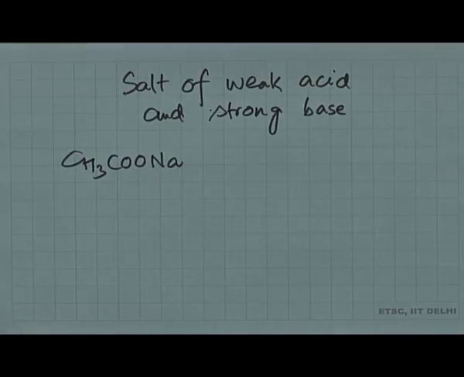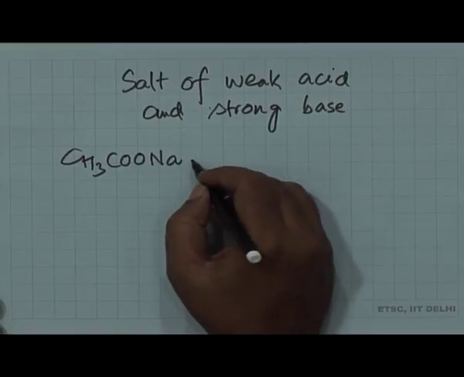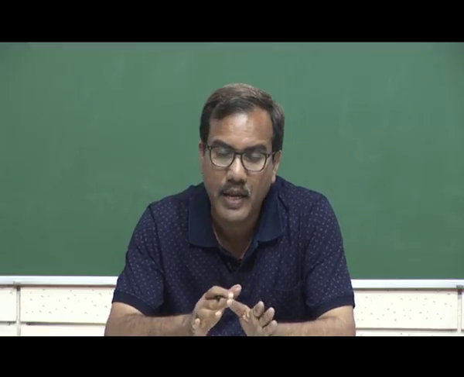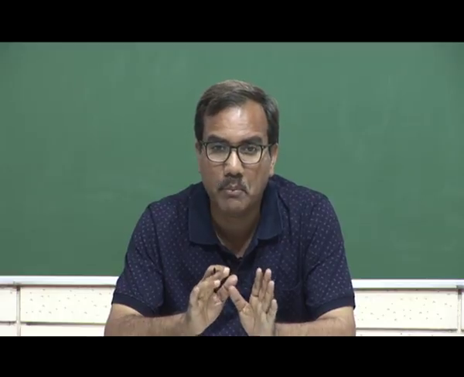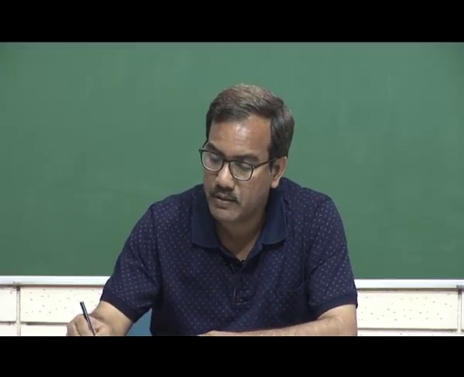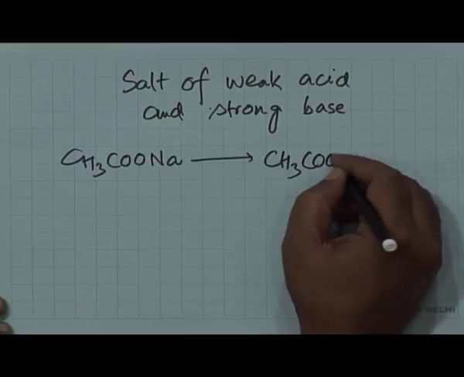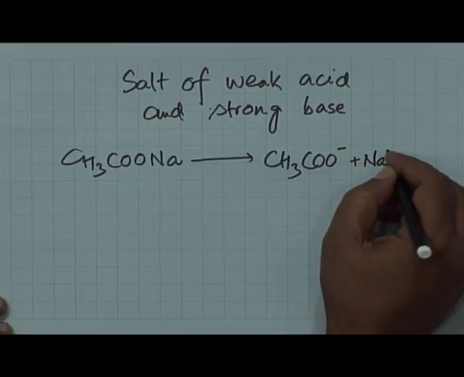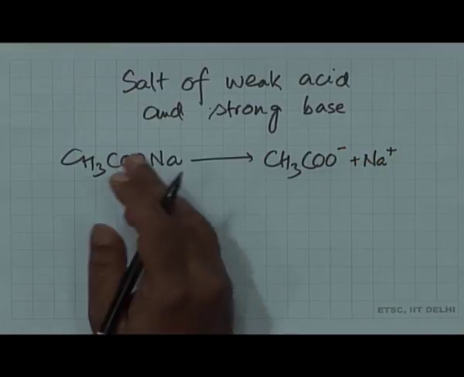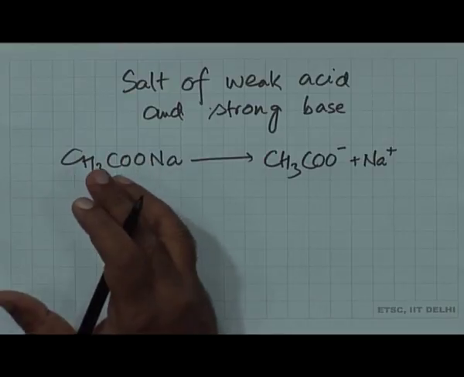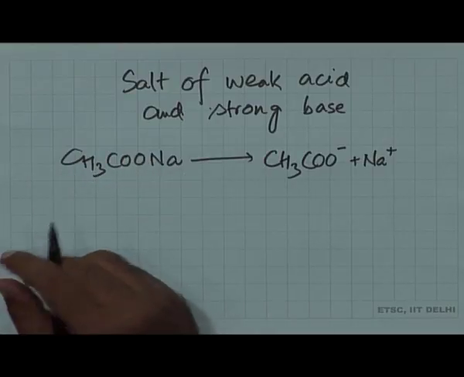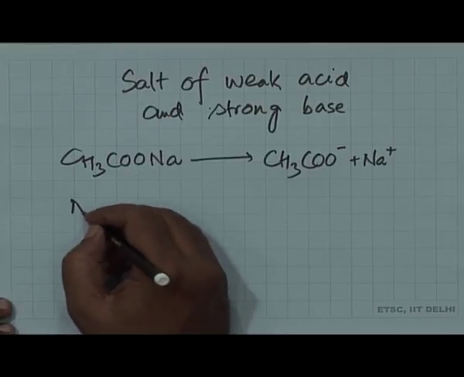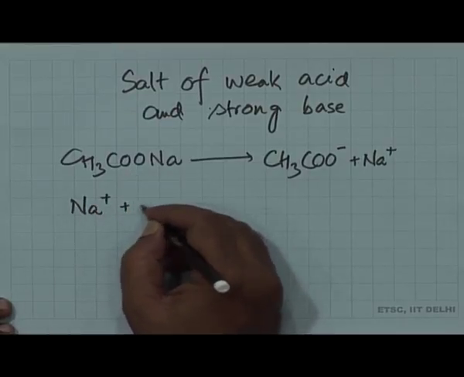For example, sodium acetate is the salt of acetic acid, which is a weak acid, and sodium hydroxide, which is a strong base. And I told you that this is a soluble salt, and so it will completely dissociate in water. So, CH3COO minus plus Na plus. Now, if you remember, last time I told you about the behavior of ions in aqueous solution. So, let us remember Na plus plus water.